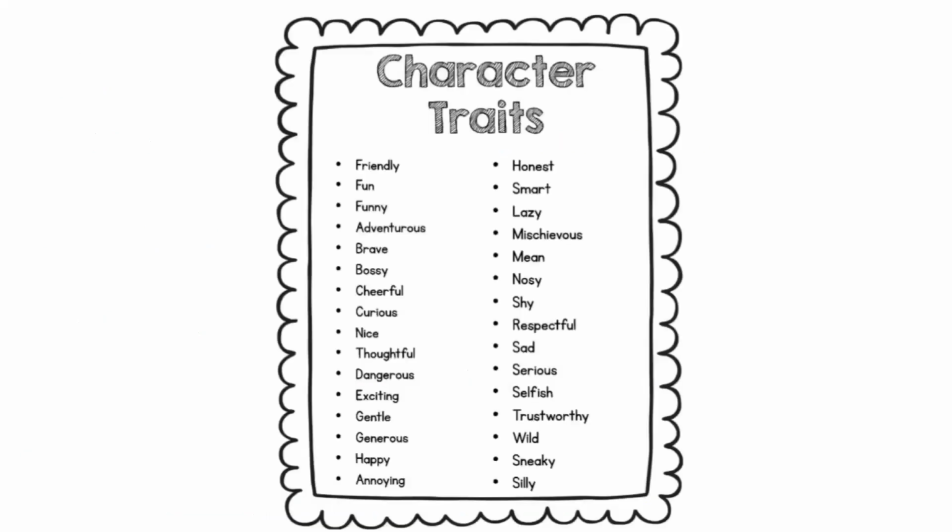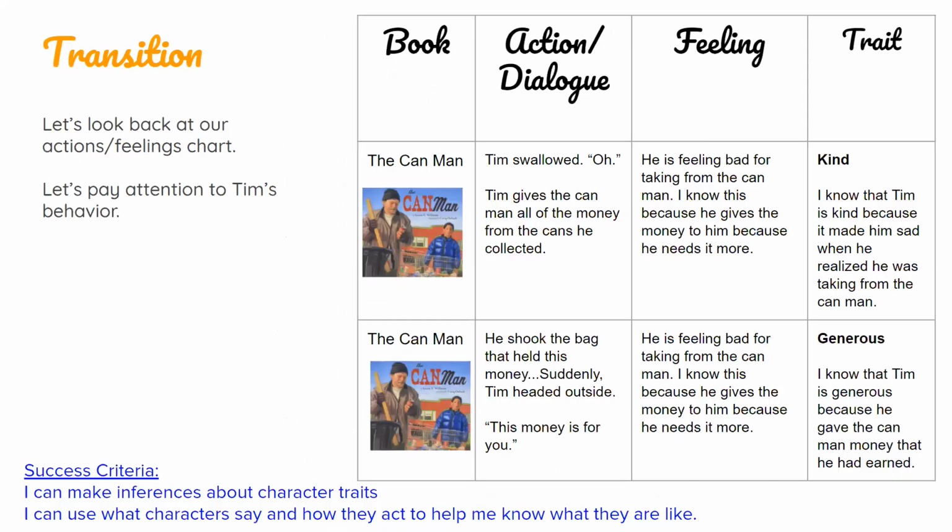Here are some character traits. A character might be friendly, fun, brave or curious, gentle, generous. They might be sneaky or mischievous. Now let's look back at our actions and feeling chart. I added a little bit to it, okay?